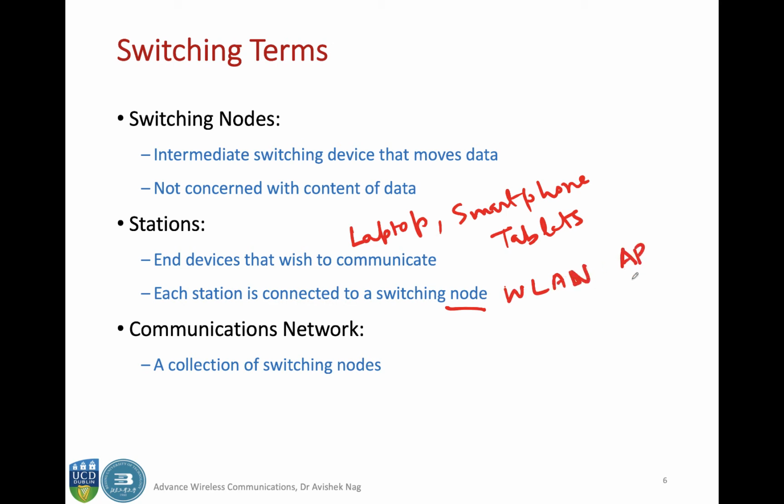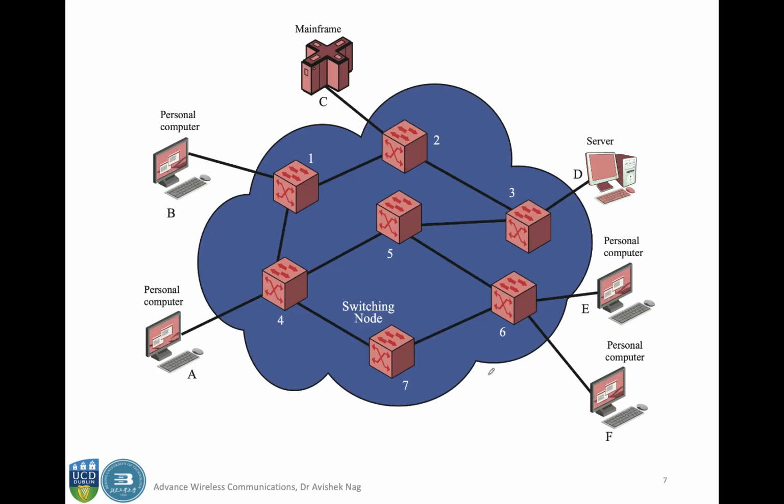This access point provides you connectivity to the rest of the internet. And the communication network, as we were saying, is a collection of these switching nodes. We will see that in this slide. So let's say this is a communication network.